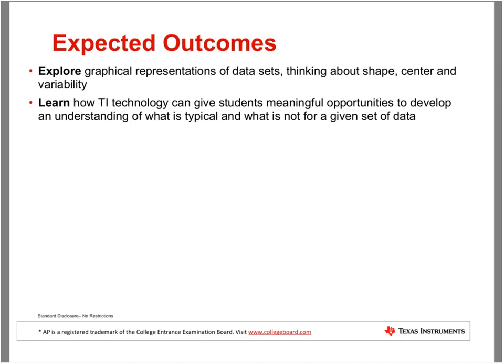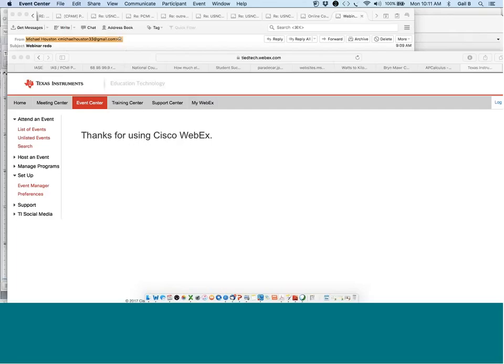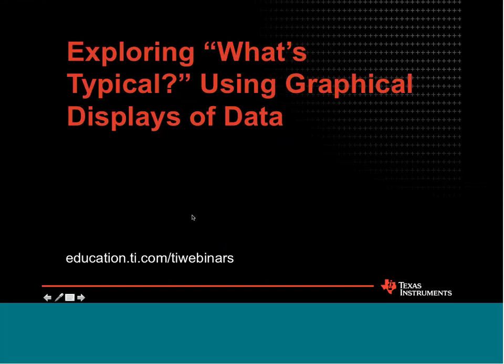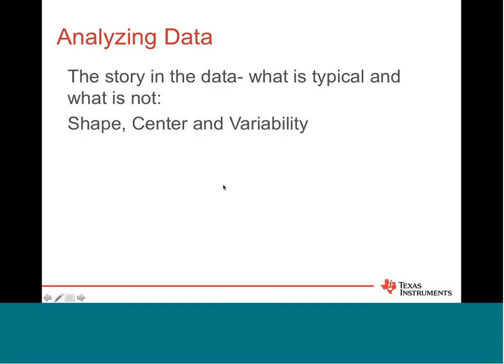Thanks so much, Robin. Gail, it's all yours. Feel free to share your screen. Okay, I'm going to share my screen right now, and we'll get started with thinking about what is typical and what is not. Robin, can you see my screen? I can. Okay. So the story here is in the data, and we're talking about shape, center, and variability as the three ways to kind of help us think about what is typical and what is not.